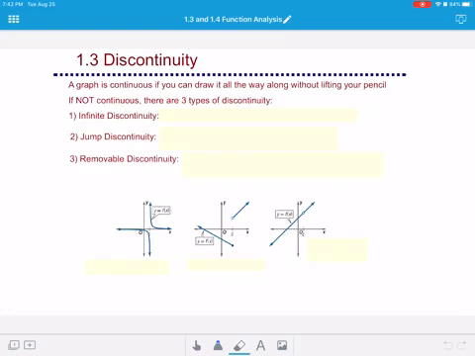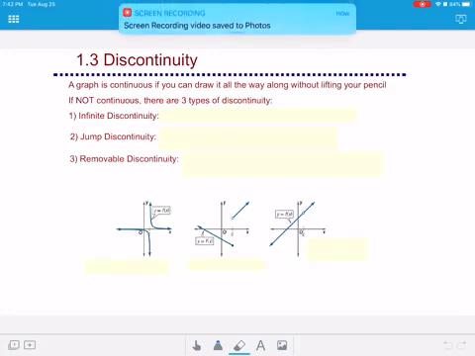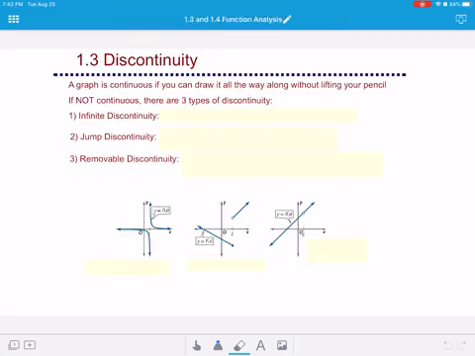Well, a function is continuous, a graph is continuous, if you can draw it all the way along without lifting your pencil. If it's not continuous, then it must have a discontinuity or two in it. There are three types of discontinuity: an infinite discontinuity, a jump discontinuity, and a removable discontinuity. So write some notes on these.